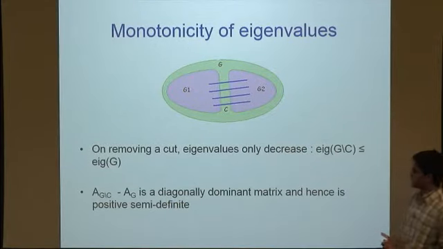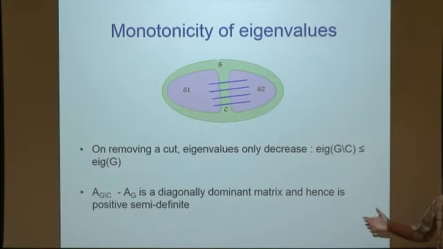Do you see why the adjacency matrix of G minus C minus the adjacency matrix of G is a diagonally dominant matrix? Which entries do these two matrices differ in? Only the entries corresponding to C, right? Everything else is the same. So in this difference, you'll get a -1 for every edge that you removed. But for every edge that you removed, you also added self loops at both the endpoints. So you'd get a +1 in the diagonal entries corresponding to them. So this is a diagonally dominant matrix.